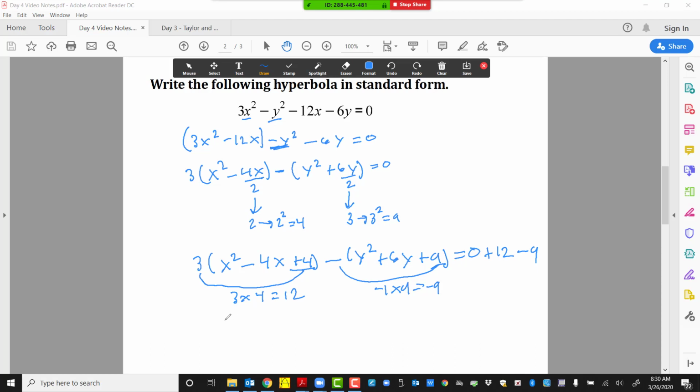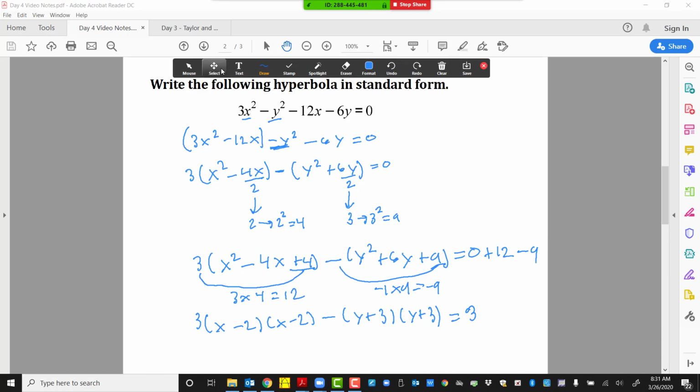So what we end up with is 3 times x minus 2 times x minus 2, because we can factor this into a binomial squared, minus y plus 3 times y plus 3 equals, and then 0 plus 12 minus 9 just ends up giving us 3.